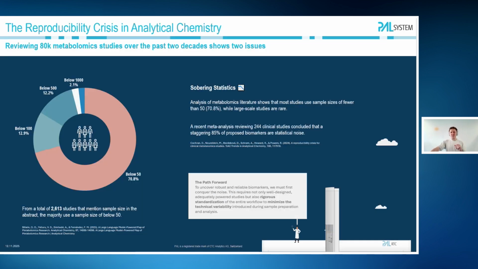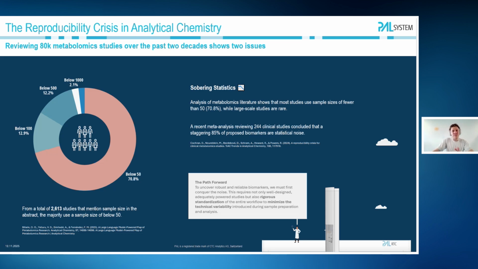To set the stage first, let's talk about a major challenge in our field, reproducibility. A recent meta-analysis of clinical studies published in Trends in Analytical Chemistry found that a staggering 85% of proposed biomarkers are just statistical noise. Why is this happening?